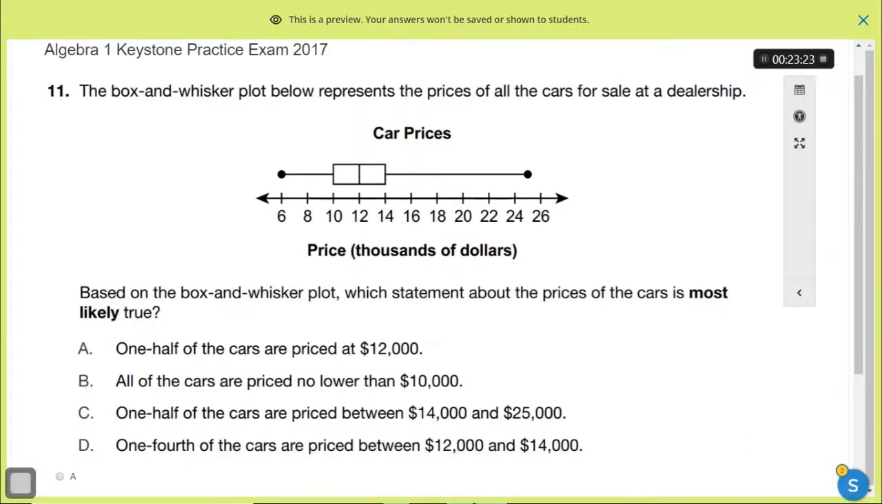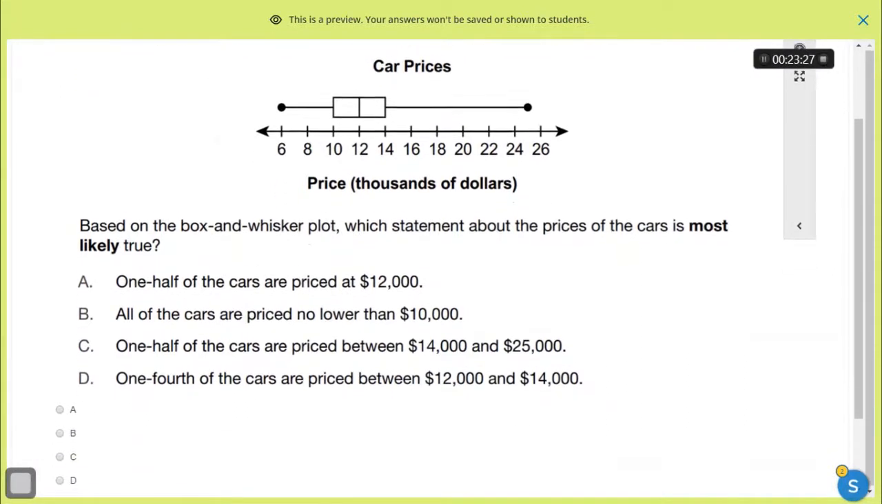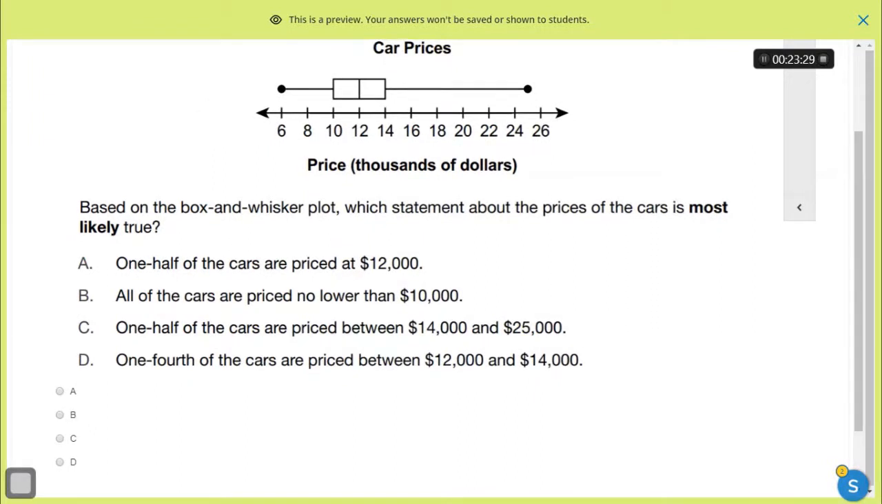The box-and-whisker plot below represents the prices of all cars for sale at a dealership. There's our car prices. Based on the box-and-whisker plot, which statement about the prices of the cars is most likely true? Again, another most likely. We've got to interpret what they're saying and see if they are true. Always check all of them. Make sure that 3 are not true and 1 is. We're going for most likely, which means some could be true, but not most likely. We've got to go for our most.